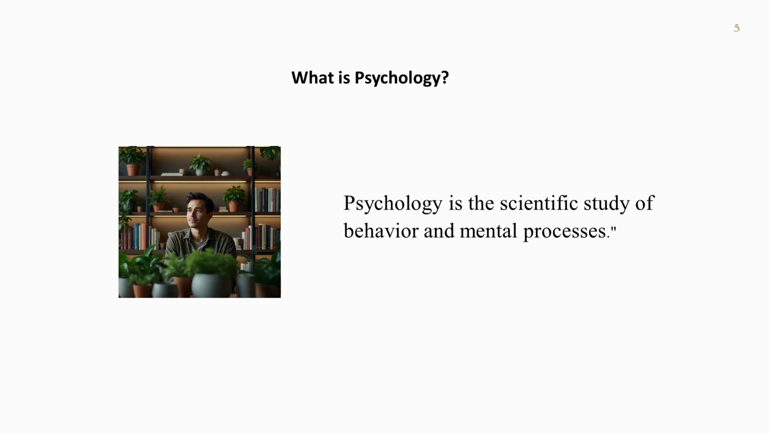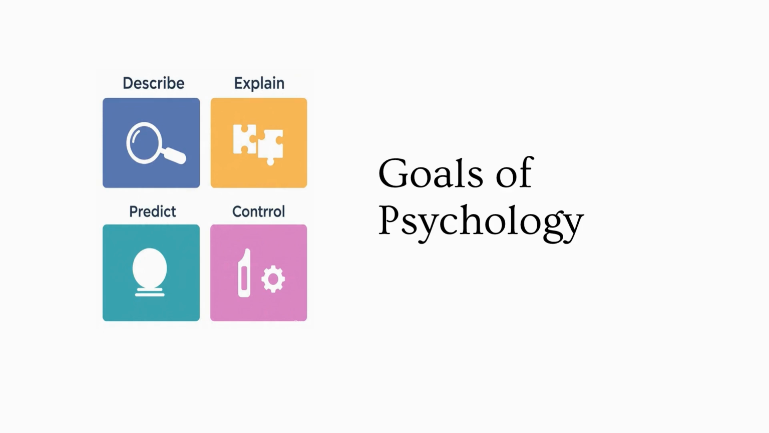Goals of psychology. Psychology has 4 classic goals: describe, explain, predict, and control behavior. Describe means observe behavior and report facts. Example: a therapist notes the frequency of social withdrawal. Explain indicates identifying causes and mechanisms. Example: linking social anxiety to negative beliefs about rejection.